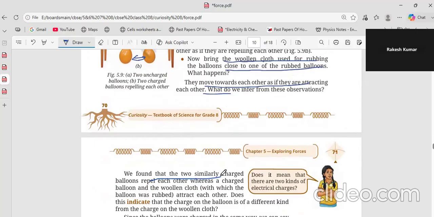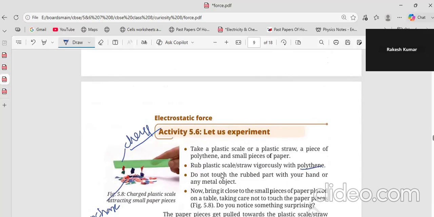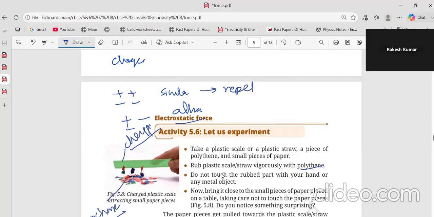So we found that two similarly charged balloons repel each other. A charged balloon and the woolen cloth attract each other. So two oppositely charged objects will attract, two similarly charged will repel, and in the third case, a charged and an uncharged object will also attract. So there are three cases. Similar charges repel, that means positive and positive or negative and negative will repel. Positive and negative will attract, or negative and positive will attract. And one charged and one neutral will also attract. So three cases: first case, second case, third case.